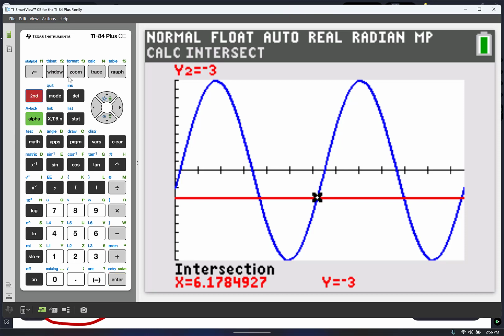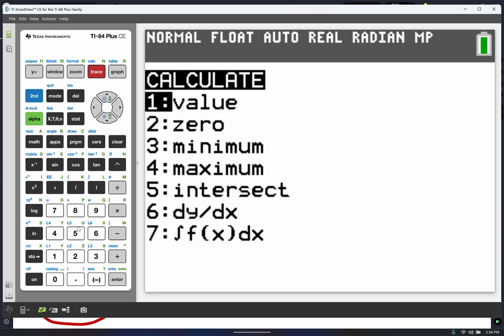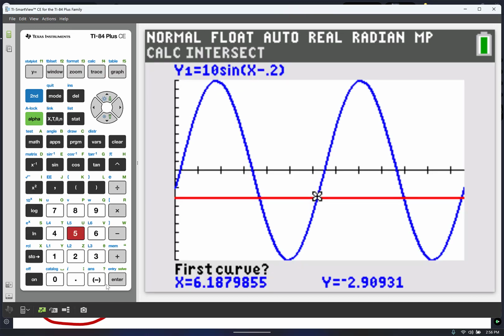Yes. Second calculate. Look, I'm doing it again and again, guys. Number 5, enter, enter. First curve, second curve. When it says guess, you scroll to the one you want. I want this third one here. I push enter, and it says 9.929. Is that another answer?